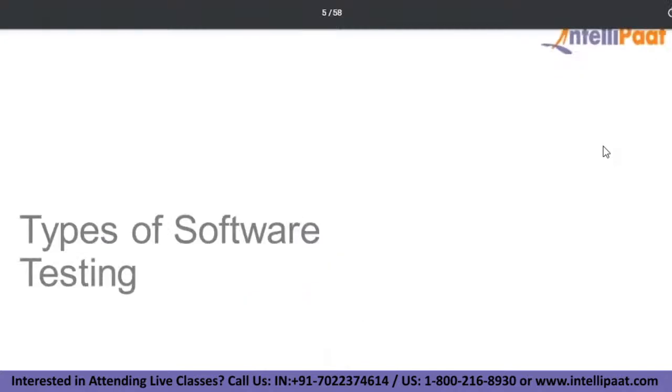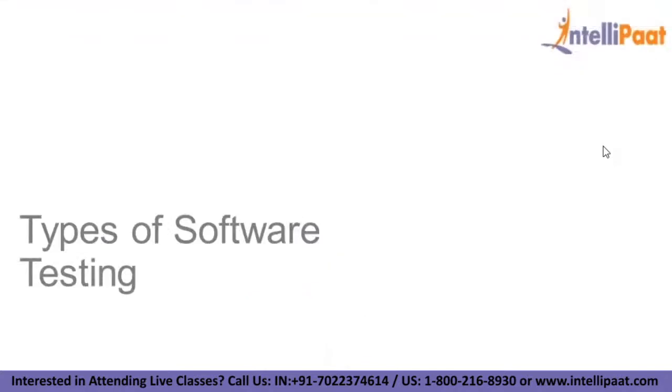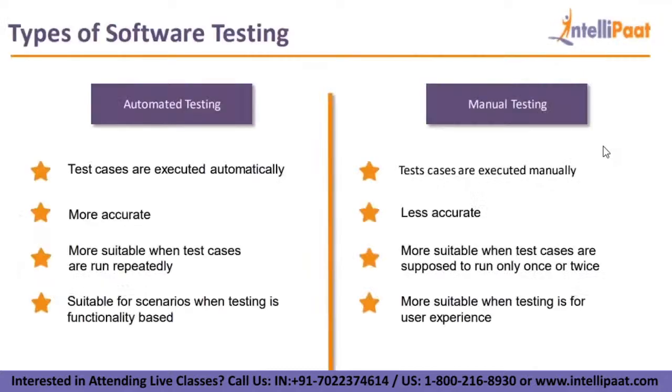So there are basically two types of software testing in the industry where people work, right? The first type of testing is automated testing, and the second type of testing is manual testing, right? I'm sure the name itself makes it clear what each testing is.